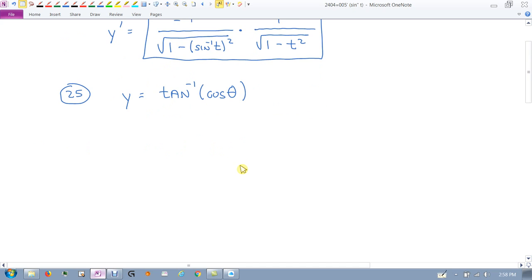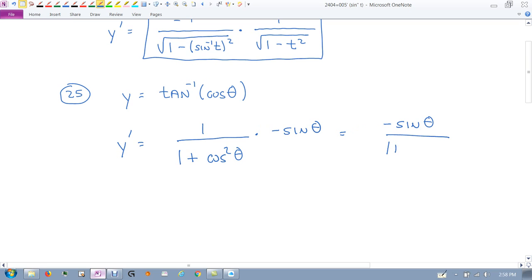So the derivative of this, well, derivative of arctangent of something is 1 over 1 plus whatever that something is, squared. So I'm going to square that cosine. Then times derivative of cosine, which is negative sine. So we've got negative sine theta over 1 plus cosine squared theta. Be careful. If that was 1 minus cosine squared theta, we could do something, but it's not. It's 1 plus cosine squared theta, so we'll just leave it.